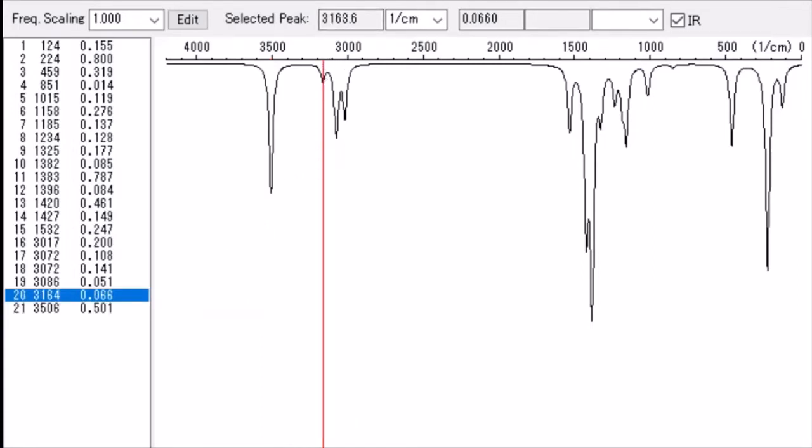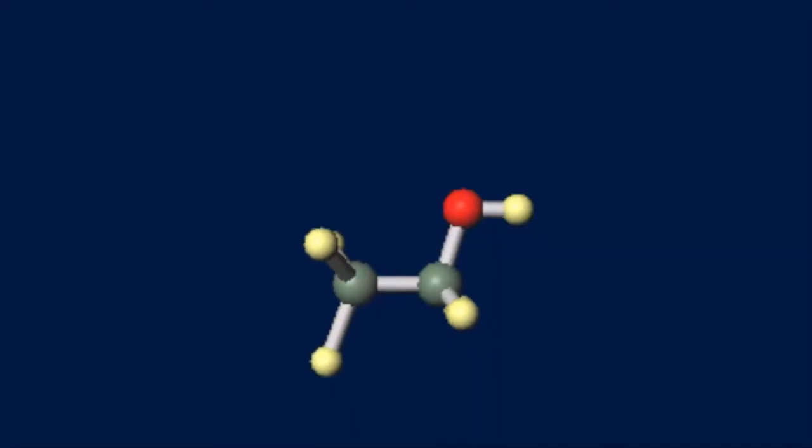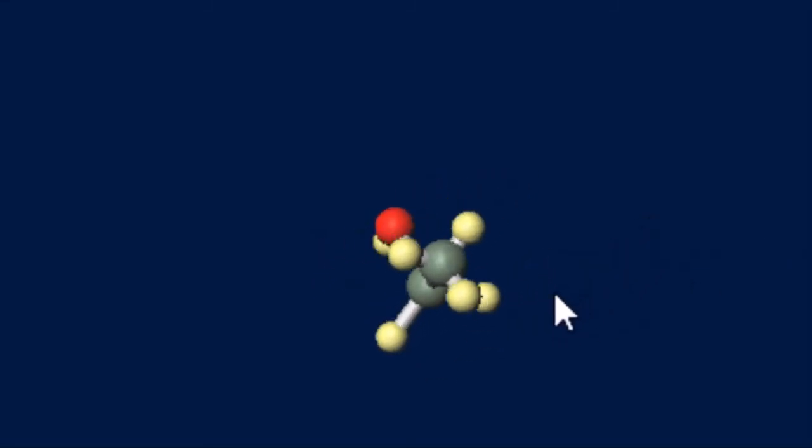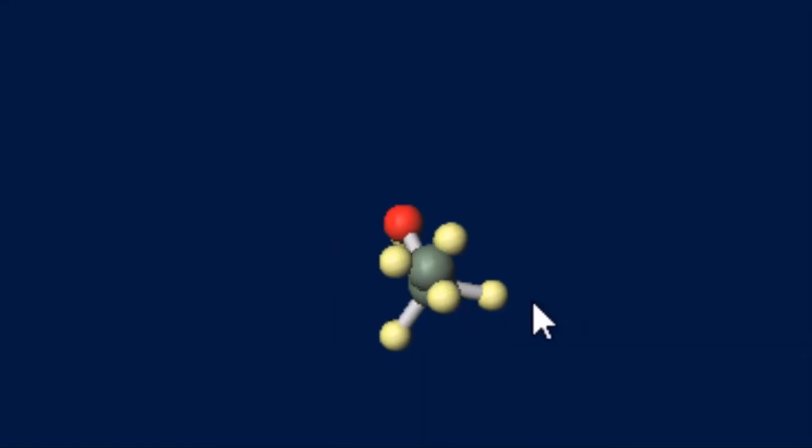Let's see one by one. This peak corresponds to this CH vibration. Can you see here? It is a symmetrical stretching of the CH3 bond in ethanol. All the bonds elongate together and compress together. Therefore, that peak corresponds to the symmetric CH stretching in CH3 of ethanol.